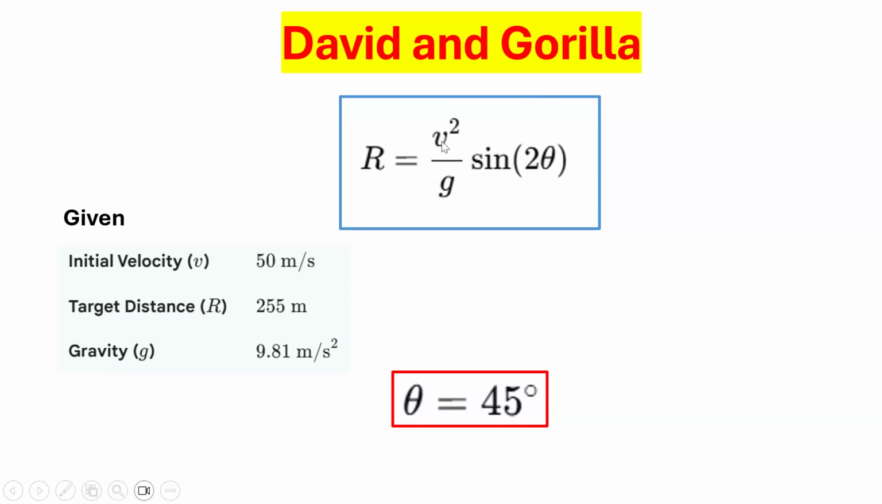R equals V squared over g times sine of 2 theta, where R is the range from David to the gorilla, V is the initial velocity that David threw the ball, which is 50 meters per second, and theta is the angle that David should throw the ball. And the range in this problem is 255 meters. Then, after a few calculations, you may find that theta should be 45 degrees.